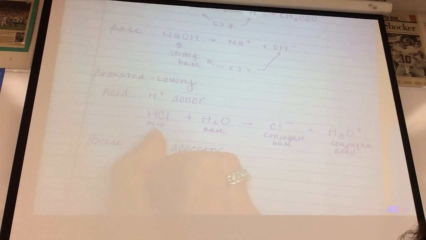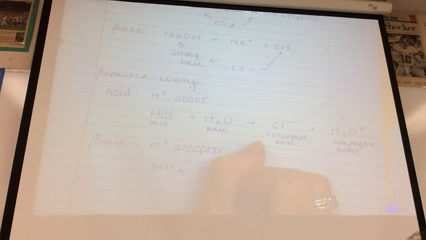There are many, many examples. For example, if you had ammonia and water, and let's say that ammonia is acting as a base, it would accept the proton from water. The ammonia would form an ammonium ion. That's the conjugate acid. This is the acid, the proton donor, and it forms the conjugate base.